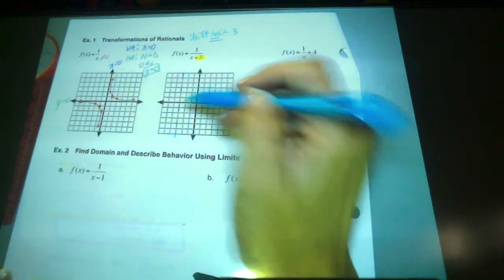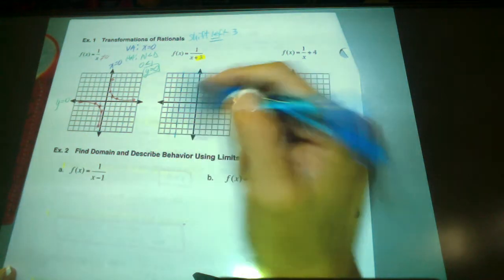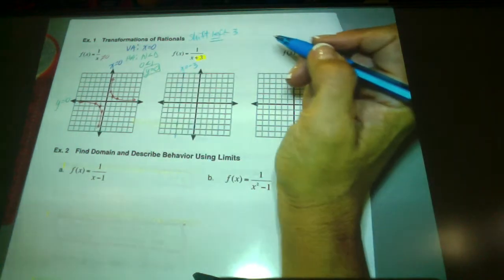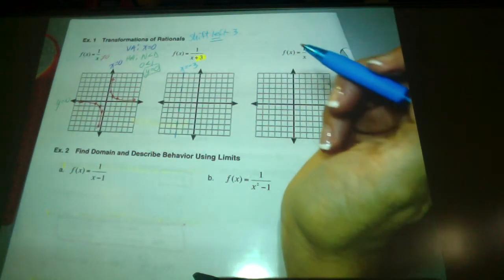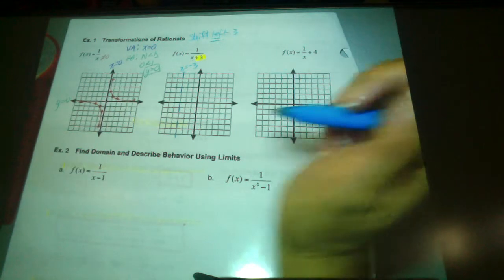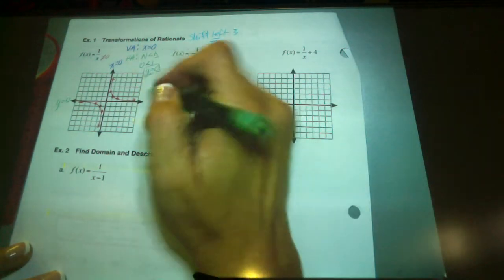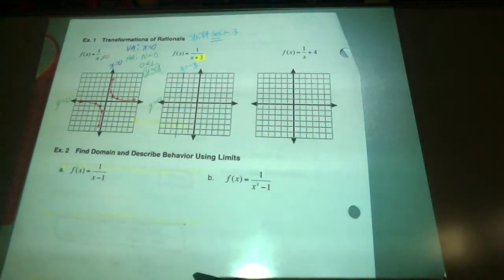So you want to write it as a dashed line because it's not part of the graph, and you have to label it. MyMathLab is not going to make you label it, but I am. If you don't label it, you're going to lose points. So get in the habit of doing it on your homework. Because the horizontal asymptote of y equals 0 did not change, I still have to label it.